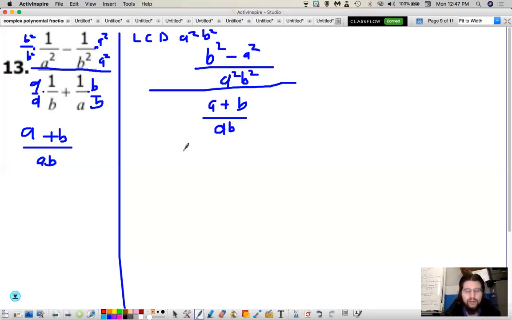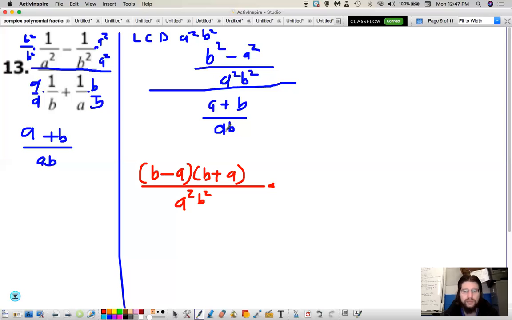We subtracted these. Now we need to reciprocate and multiply. So I'm leaving my numerator alone, except I'm going to factor it. That's the difference of squares on top. B minus A, B plus A for the B squared minus A squared right there, over A squared B squared, times the reciprocal here, AB over A plus B. Yeah, I put it in parentheses just to make it easier to see. Oh, hey, these are the same. Get it out of there.